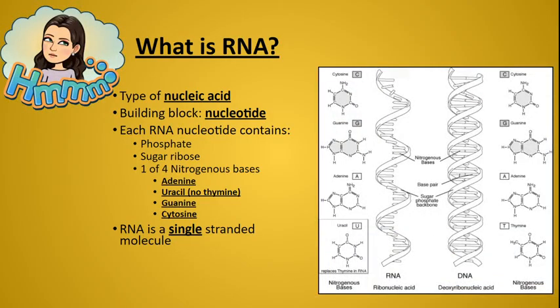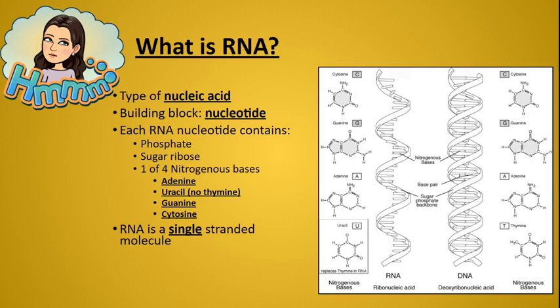Now, what is RNA? This is another type of nucleic acid, so its building block is also going to be a nucleotide. But what makes it different is the sugar and one of the nitrogenous bases. Each RNA nucleotide contains a phosphate. Their sugar, instead of deoxyribose, is just ribose. And they have 4 nitrogenous bases, but notice something different. They have adenine, uracil, guanine, and cytosine.